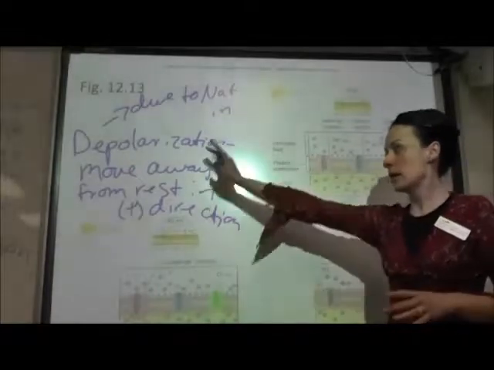Now what about if we move away from rest in the negative direction, either by opening a gated potassium channel and letting potassium leave, or by opening a chloride ion channel and letting chloride ion enter? That's what we call hyperpolarization. In hyperpolarization, you're moving away from rest in the negative direction. So again, our resting membrane potential is negative 70. If we move away from negative 70 in the positive direction, then we call that depolarizing. If we move away from rest in the negative direction, that's hyperpolarizing. And we can hyperpolarize due to potassium out or chloride ion in.